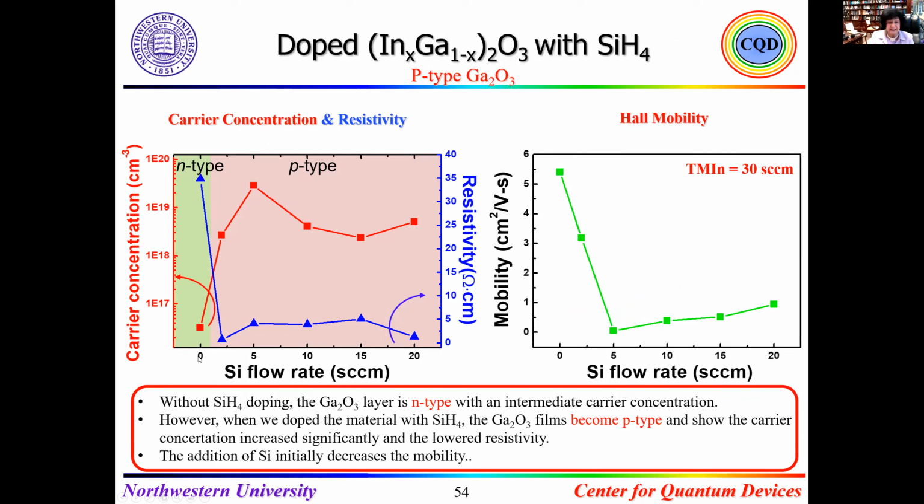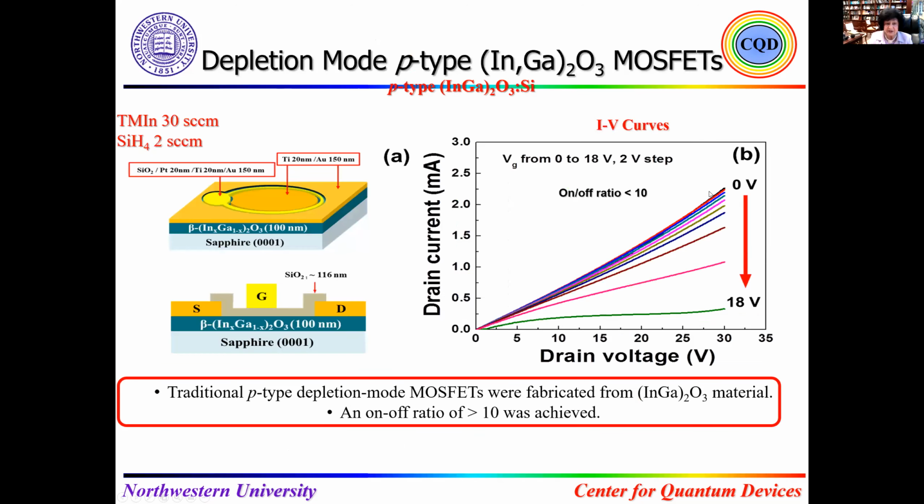With zero silicon, the indium gallium oxide is n-type and we can do the measurement, but when we increase the silicon, the material can go from n-type to p-type. And this is independent of the value of the indium. So now we make the transistor, and when we put silicon inside, the material becomes p-type, and the transistor shows the p-type behavior.